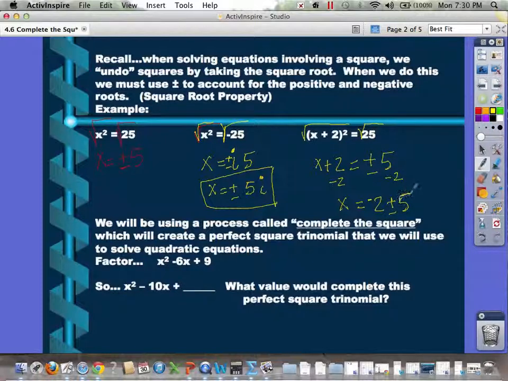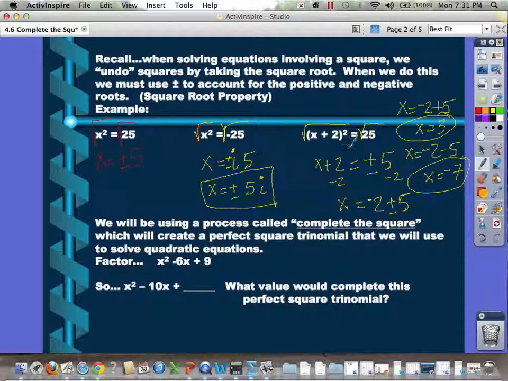Now, because those are real numbers, we can finish that out. x would then be negative 2 plus 5, and then x would be negative 2 minus 5. Negative 2 plus 5 makes x is 3. And then negative 2 and negative 5 make x is negative 7. So this one had two answers, just like these did, but they have to be split up. If you can split it up and simplify it, you must do that. So the answers are negative 7 and 3 on this particular one.